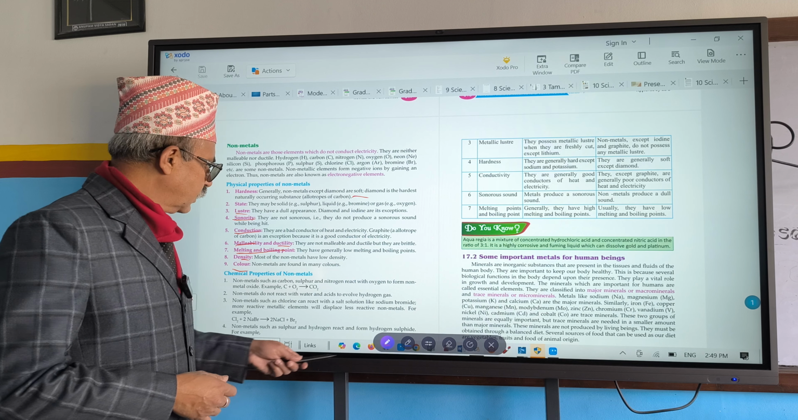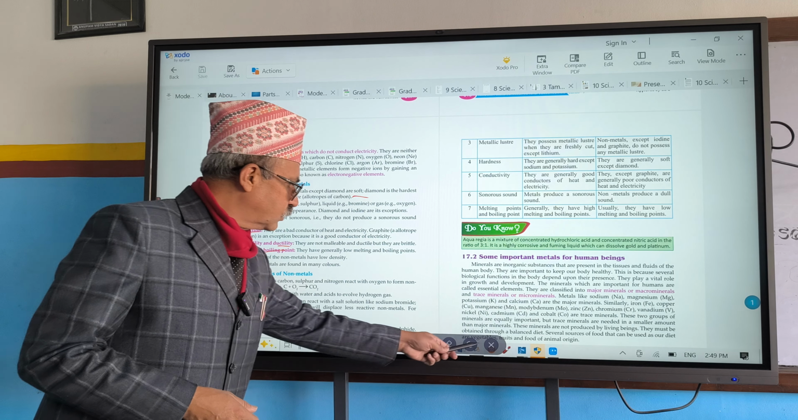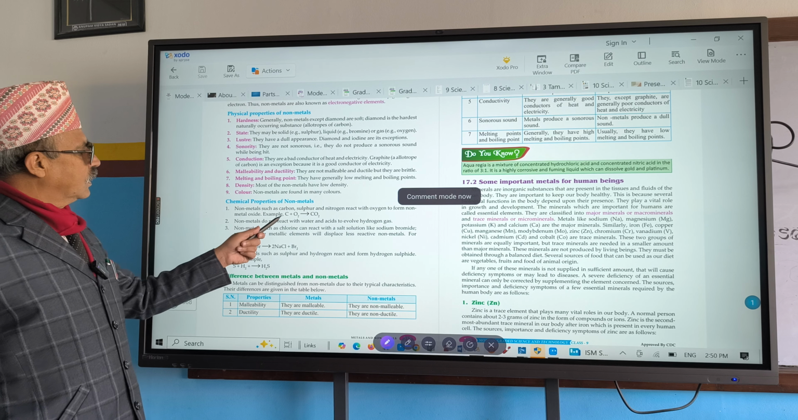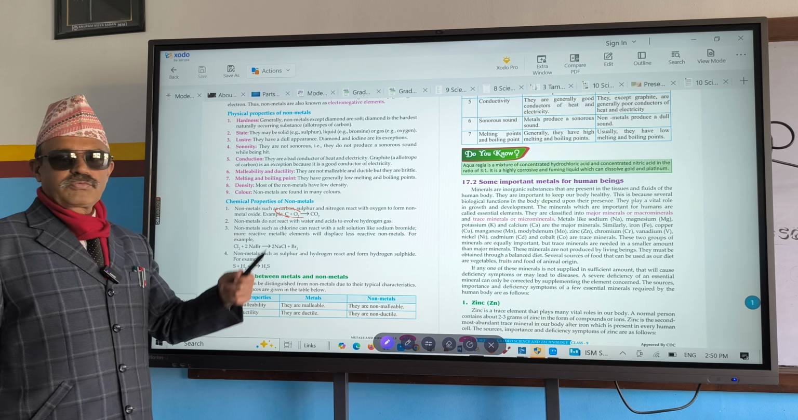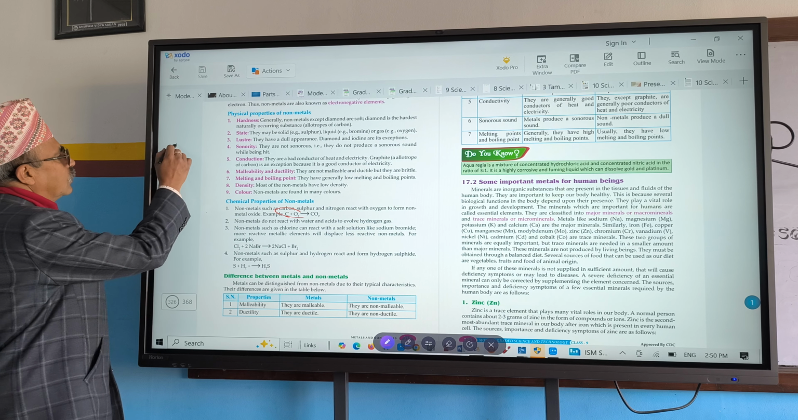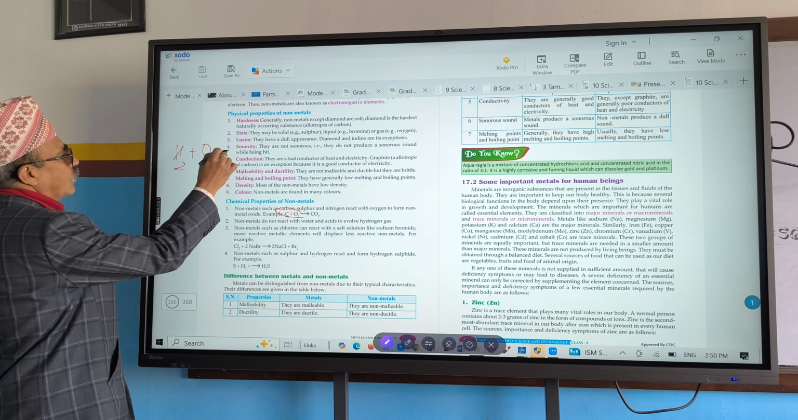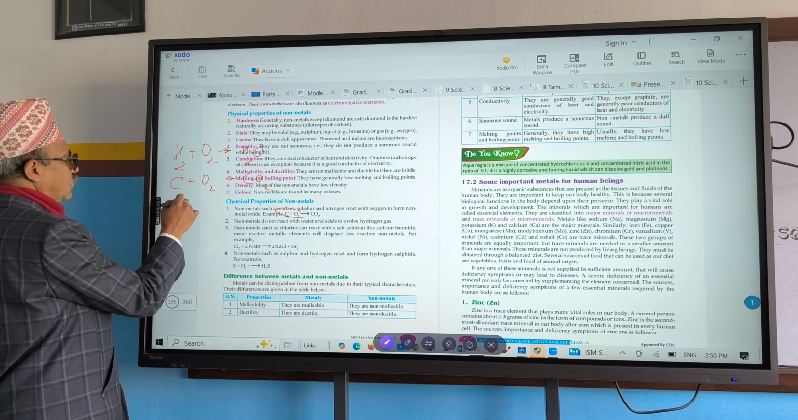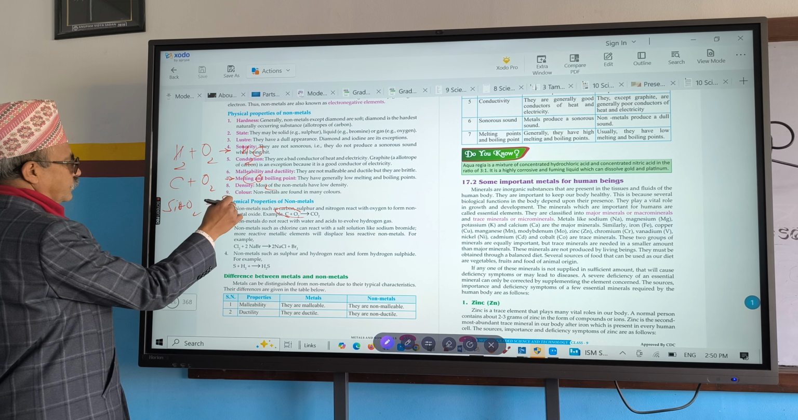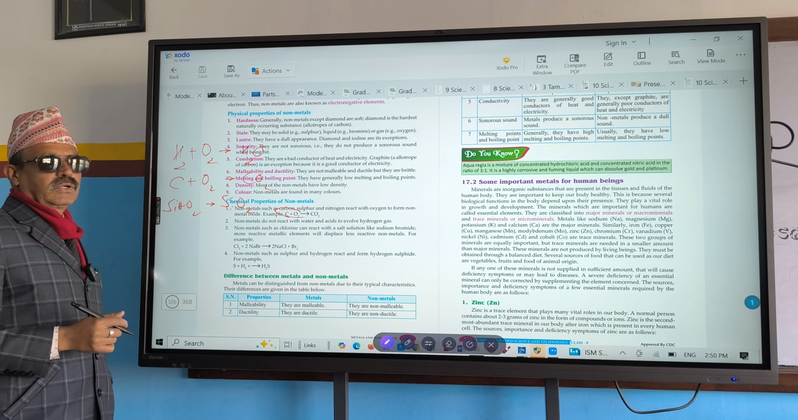And the last portion, but not the least one, is what? Chemical properties of non-metals. Some non-metals react with oxygen, and what is formed? Carbon dioxide, or the oxides are formed. Hydrogen reacts with oxygen. What is formed? H2O. Carbon reacts with oxygen. Carbon dioxide. Silicon reacts with oxygen. Silica.